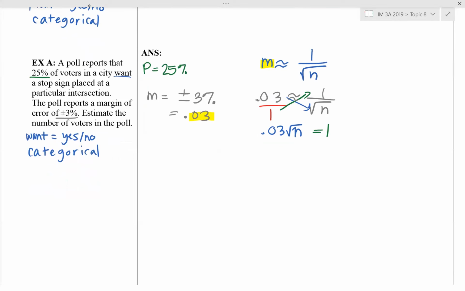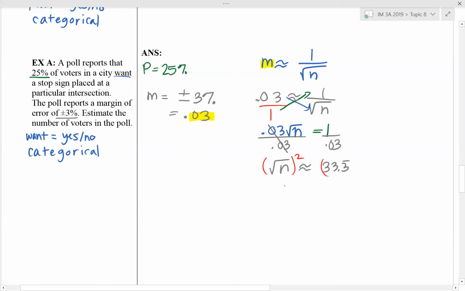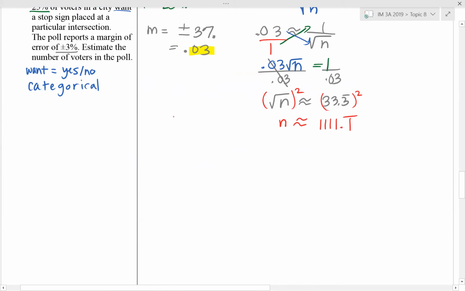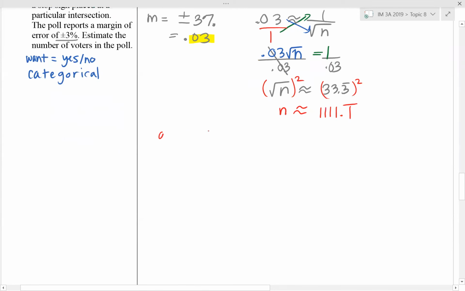Then I would have to divide both sides by 0.03. So the square root of n is about 33.3, repeating. Then to get n by itself, I would have to square both sides. So n is about, if I square this, I get a bunch of 1s. So that means that about 1,111 voters participated in the poll.